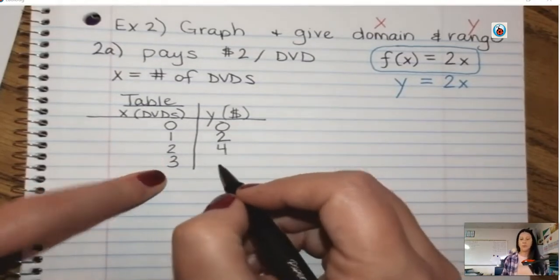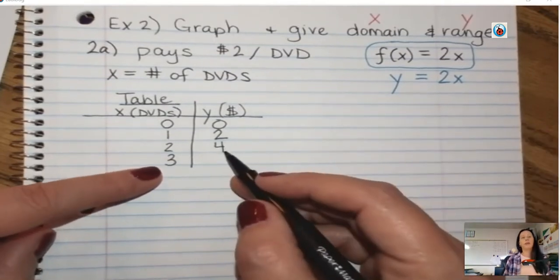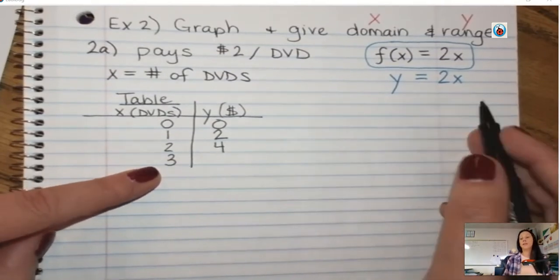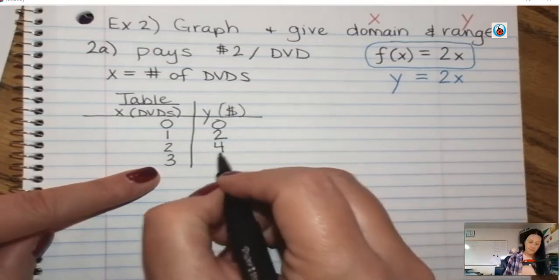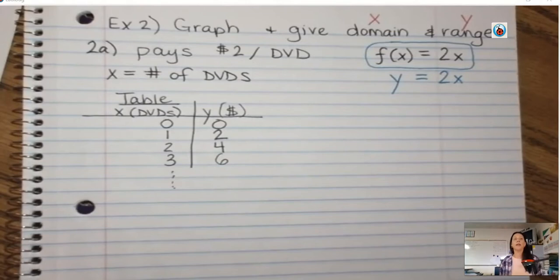2 times 2 is, thank you, wake up. If he buys 3 DVDs, how much is he going to spend? $6. And then this goes on forever, right? He can buy 10, he can buy 20, he can buy 100, he can buy 1,000.